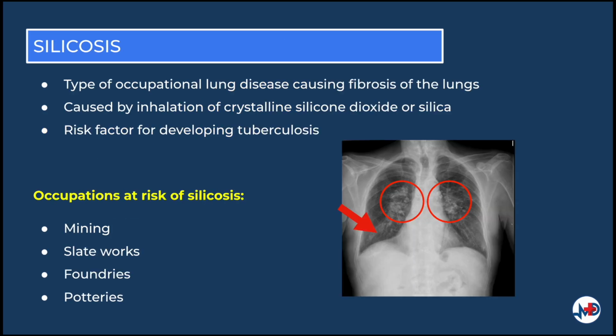Silicosis is a fibrotic lung disease caused by inhalation of fine particles of crystalline silicon dioxide, also known as silica. It is a risk factor for developing tuberculosis. Let's take a look at examples of occupations which are at risk of silicosis: mining, slate works, foundries, and potteries. Features include fibrosis or fibrotic lung disease as shown by the arrow, and an eggshell calcification of the hilar lymph nodes as depicted by the circles.